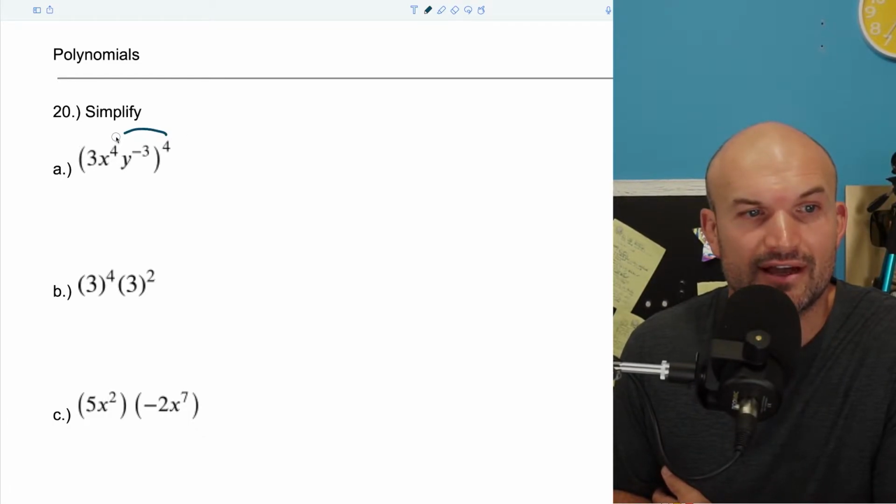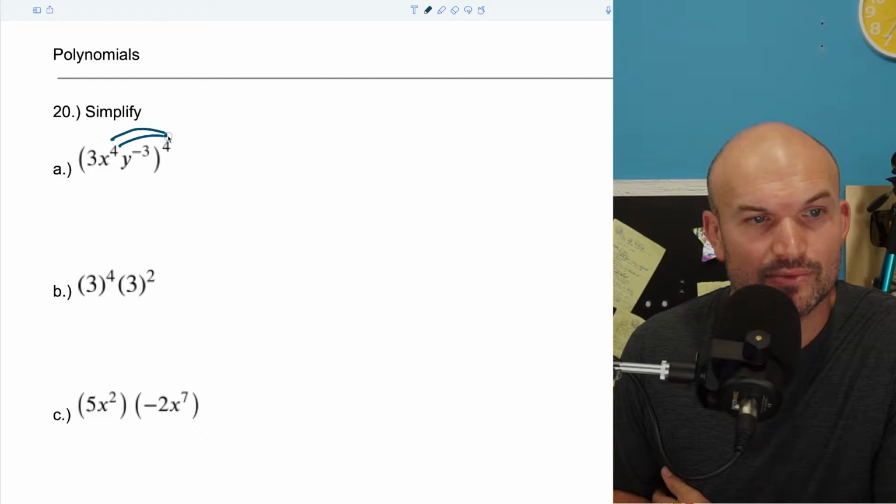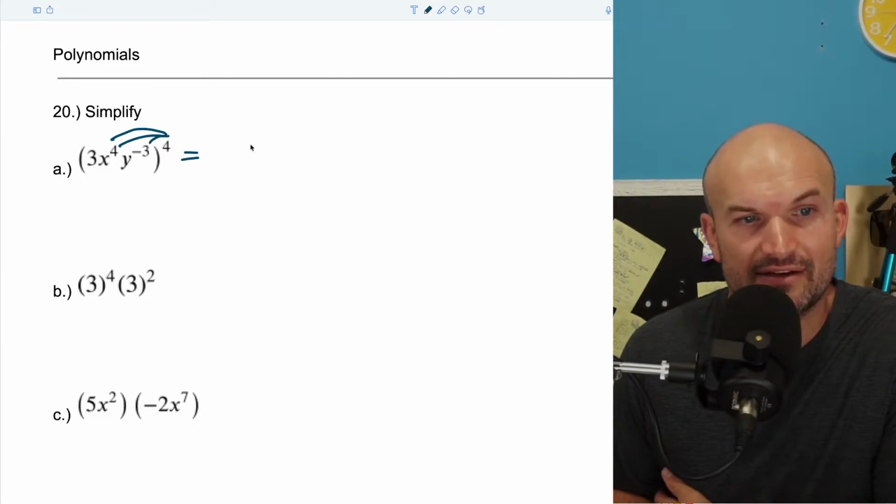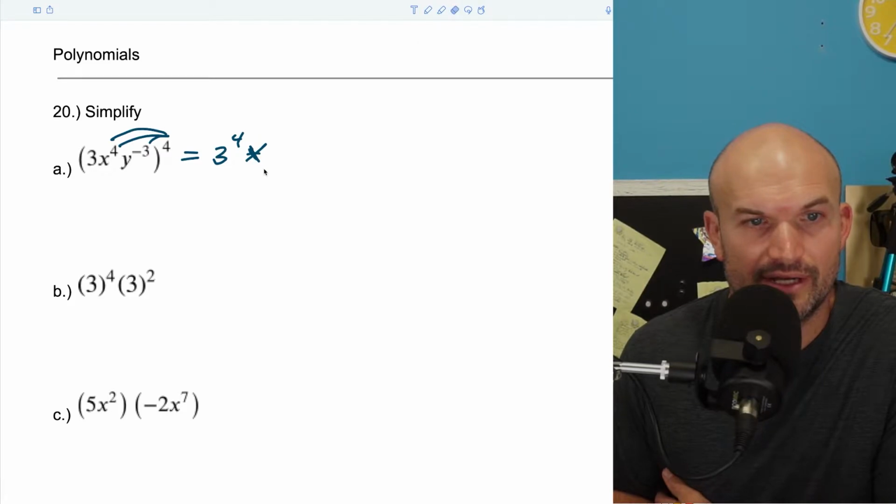So basically, as long as you have terms separated by multiplication, you can go ahead and distribute that power to each and every one of those terms. So in this case, I have a 3 to the 4th power. So I can write it like this, 3 to the 4th power. I don't know why I wrote my x like that. Let's just go ahead and delete that. So this would be an x to the 4th.